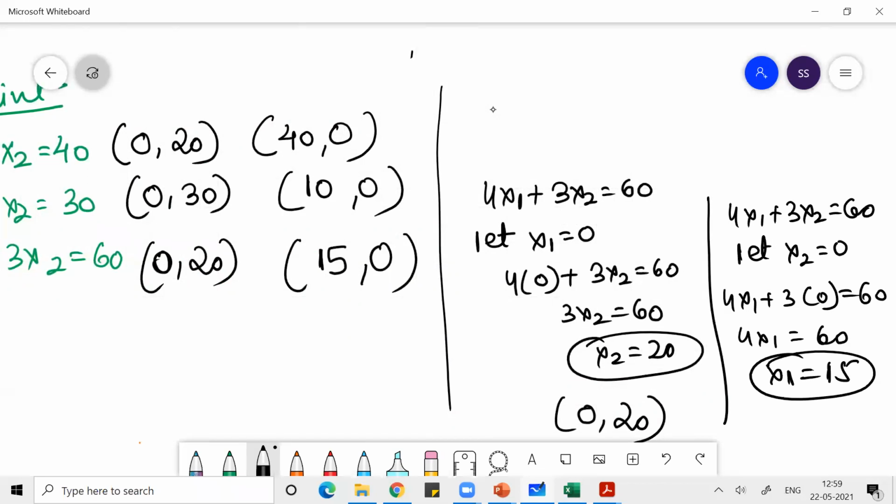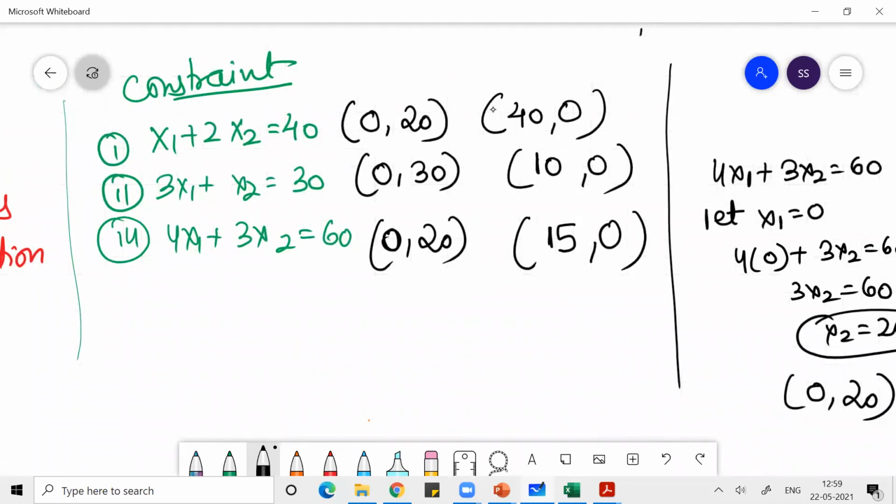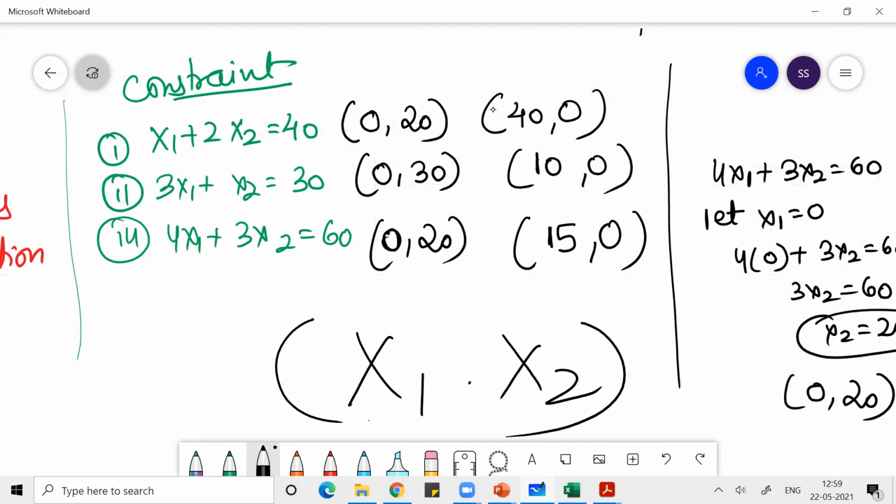Clear, everyone? Whenever I'm writing the values, first I write the value of the x1 coordinate, then I write the value of the x2 coordinate.